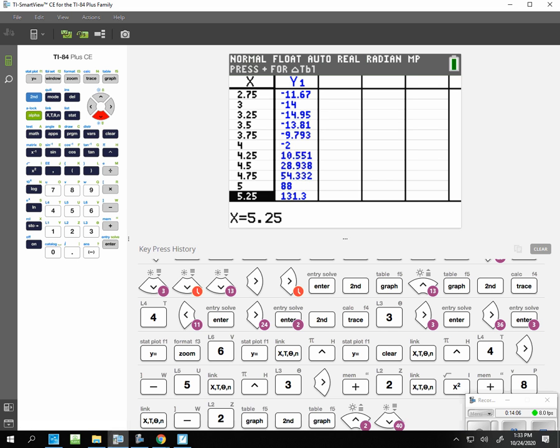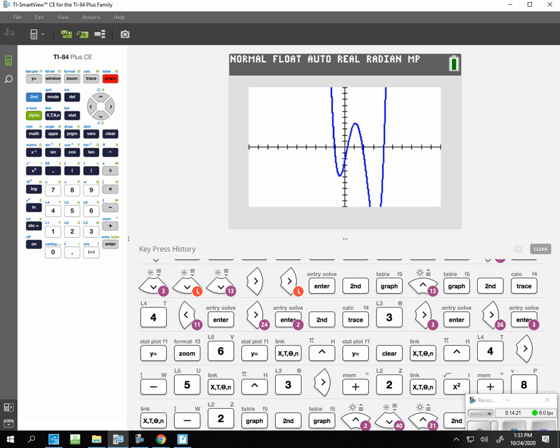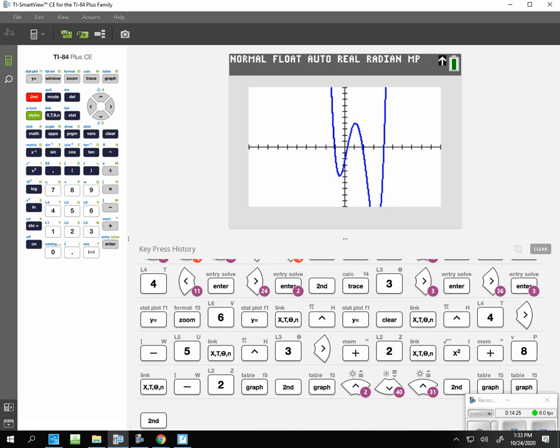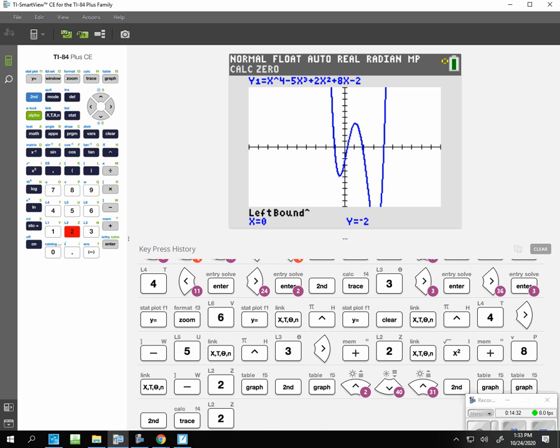Switching back. All right, so here we go. I'm going to go to my graph. So hit second and graph. And I want to look for each one of these. So I'm going to need to hit second, calculate, and I've got to do a 0. And I'm going to have to do a 0 for each one of these. So number 2 here. Left bound and right bound.